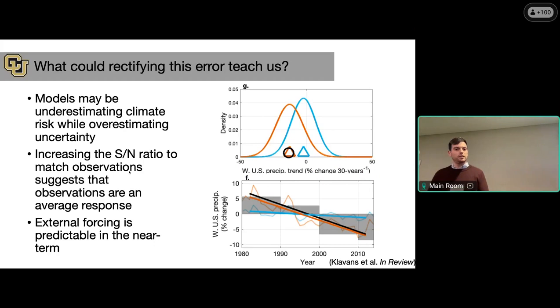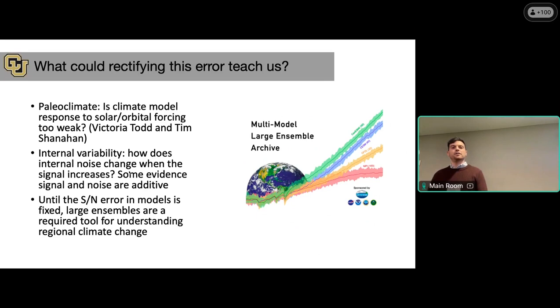There is some good news here, which is external forcing is predictable in the near term. And so we can leverage large ensembles and our expectations for external forcing to try and predict near-term climate impacts. I think there's a couple other implications, which I'll just do quickly. Victoria Todd and Tim Shanahan are doing some really cool work, if you run into them, looking at whether the climate model response to solar and orbital forcing in the mid-Holocene is appropriate in models relative to paleoclimate records?